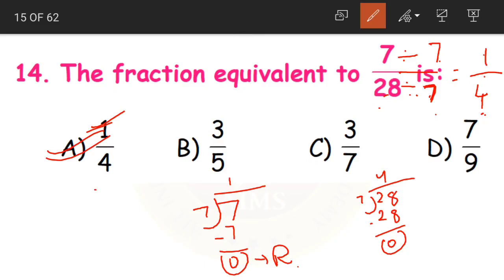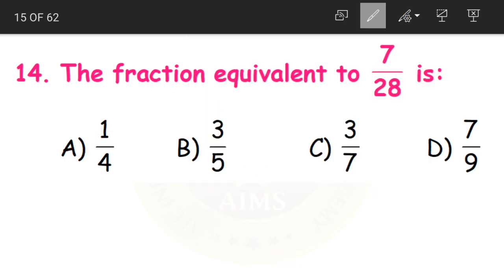Okay, so if this was our wrong answer, then you should move on to the next option to find out, children. But luckily we got option A as the correct answer. Understood how we did this? We divided the numerator and denominator by the same number 7 here to get our equivalent fraction 1 by 4.